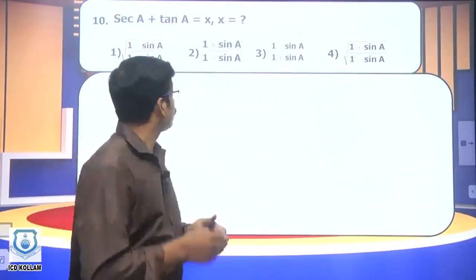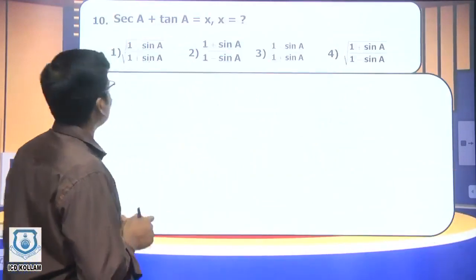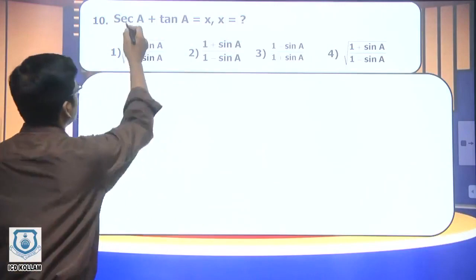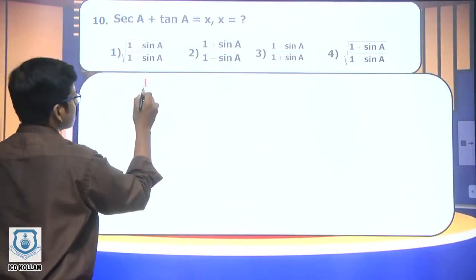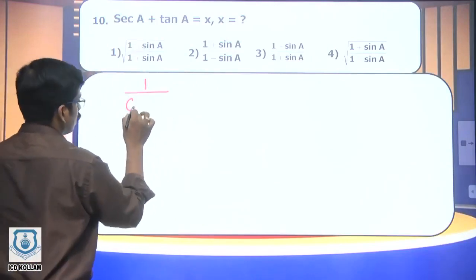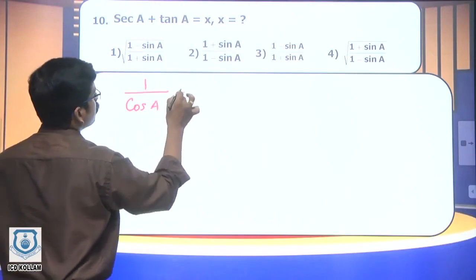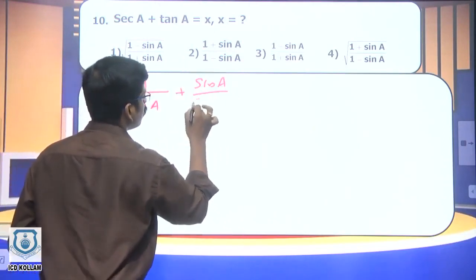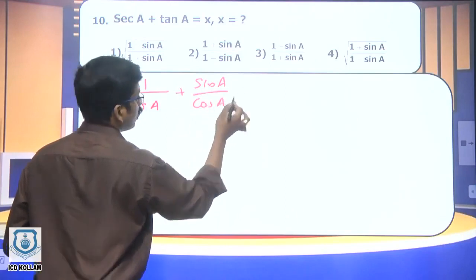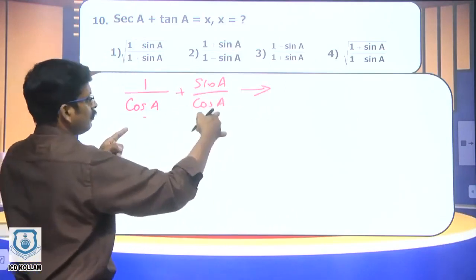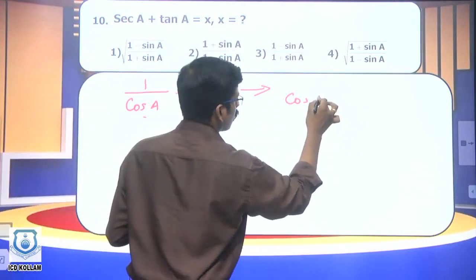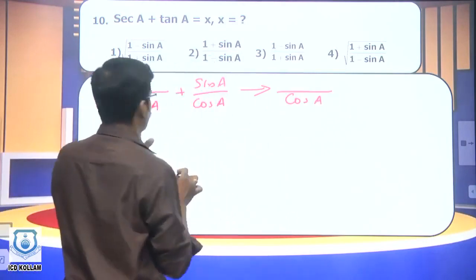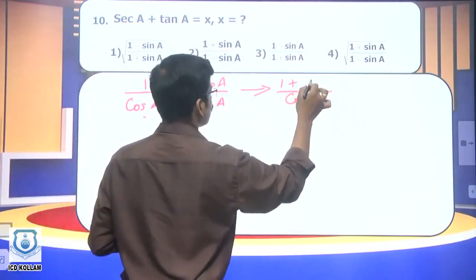Question number 10. Cosec A plus tan A equal to x. So we can say cosec A is 1 by cos A, plus tan A is actually sin A by cos A. In this case, both denominators are the same and equal to cos A. So we can say 1 plus sin A.